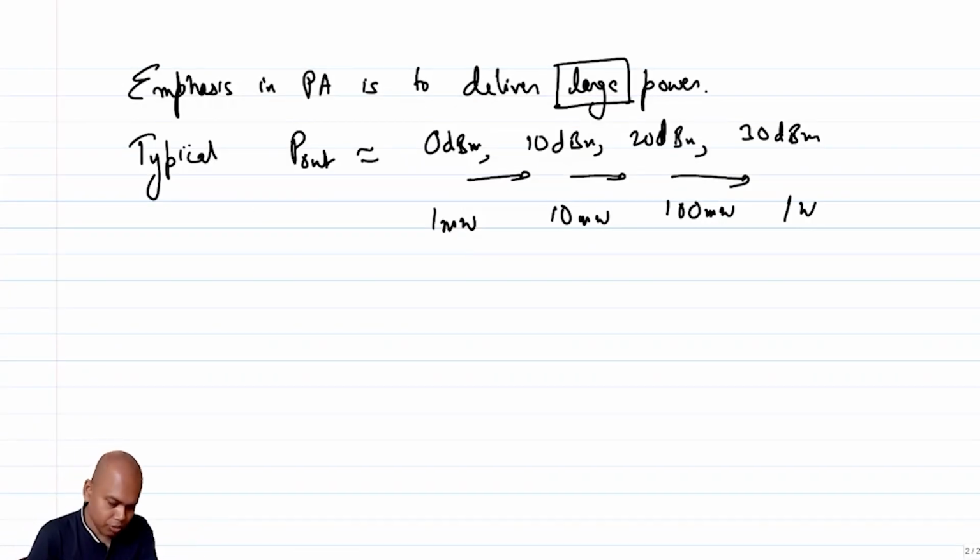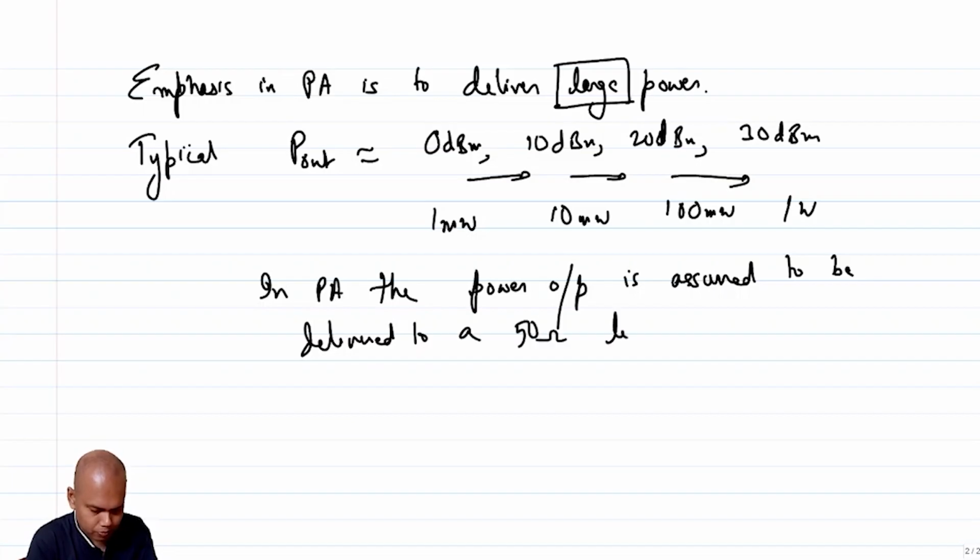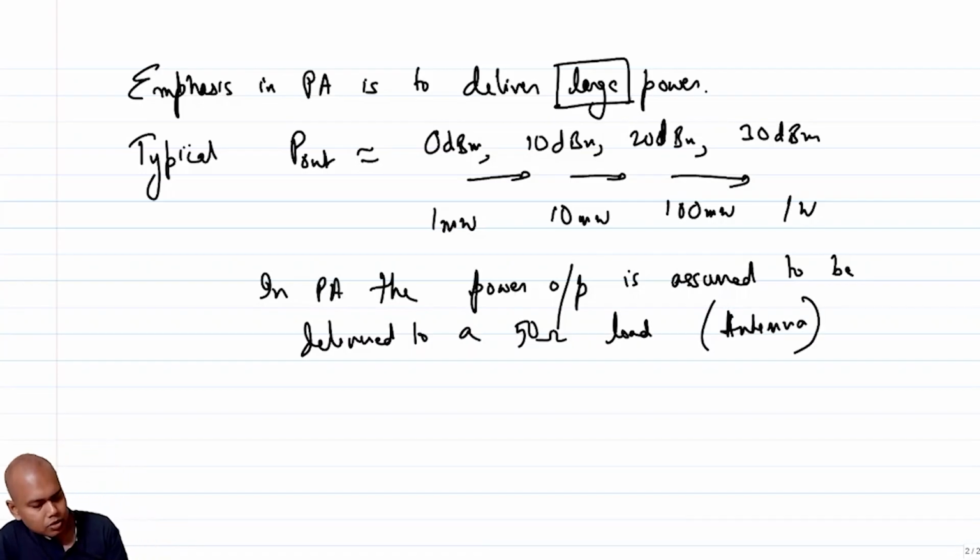Another important thing that we need to understand is that in a PA, the power output is assumed to be delivered to a 50 ohm load, which is an antenna. Now in practice, an antenna will never give you a perfectly 50 ohm load, because the antenna also has to be designed, right? So it will always have some imaginary impedance and some variation from 50 ohm also, right?